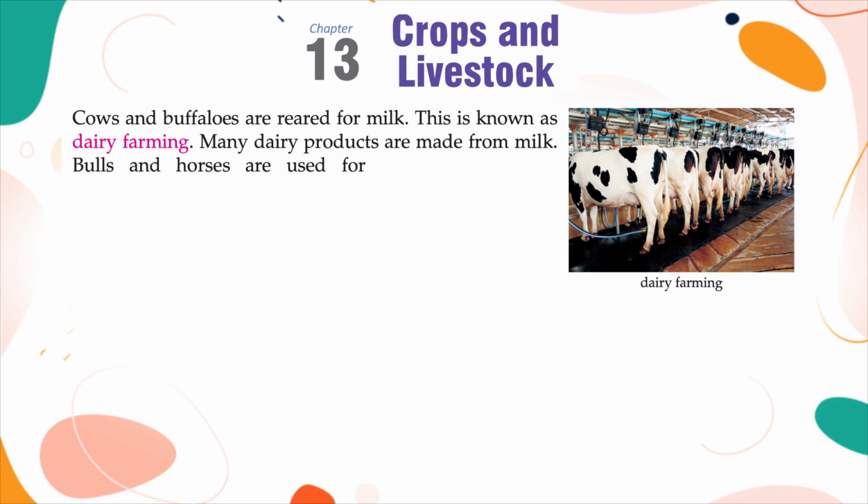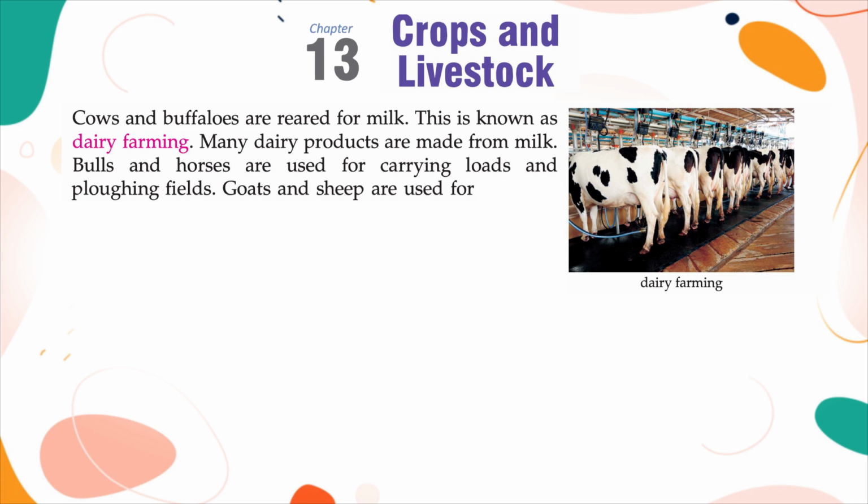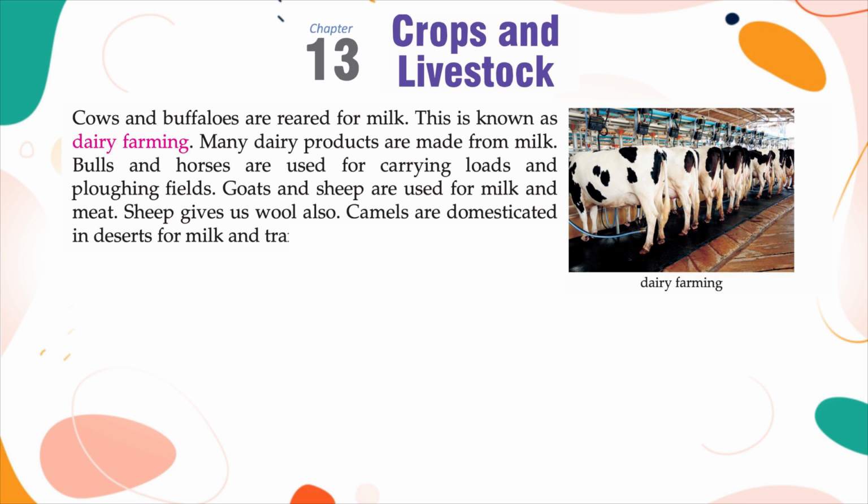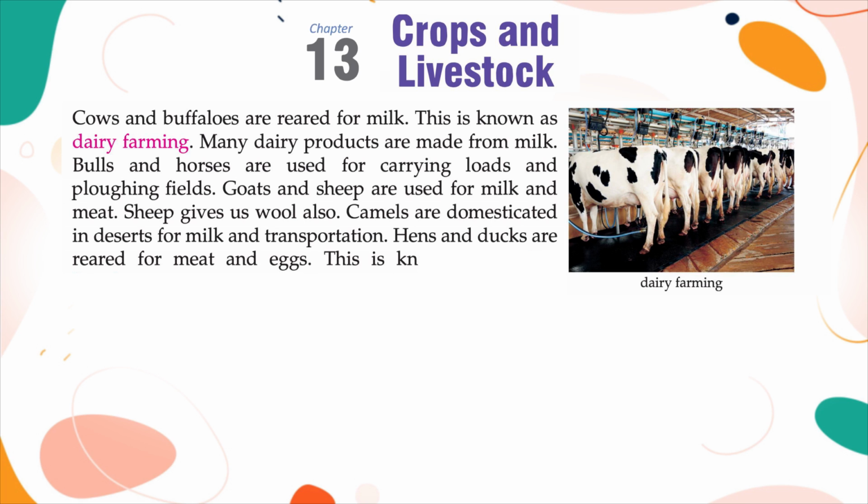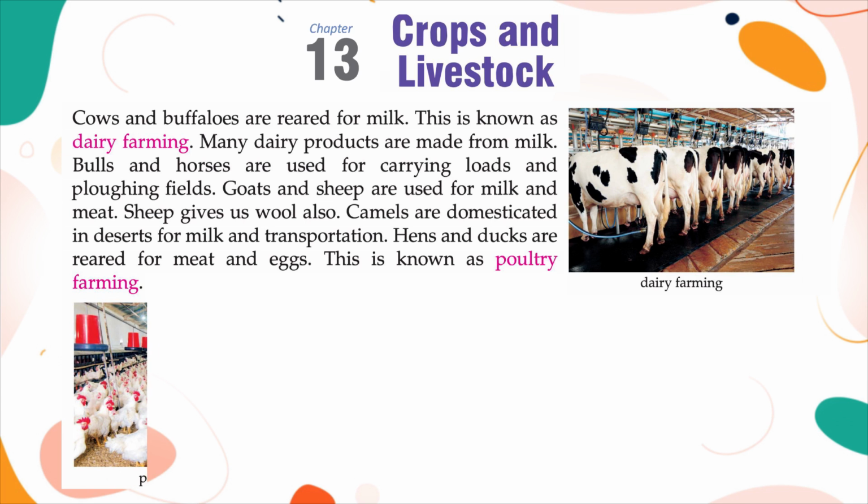Bulls and horses are used for carrying loads and plowing fields. Goats and sheep are used for milk and meat. Sheep gives us wool also. Camels are domesticated in deserts for milk and transportation. Hens and ducks are reared for meat and eggs. This is known as poultry farming.